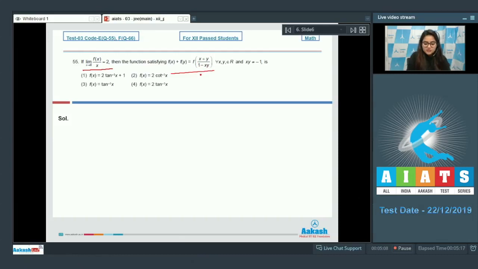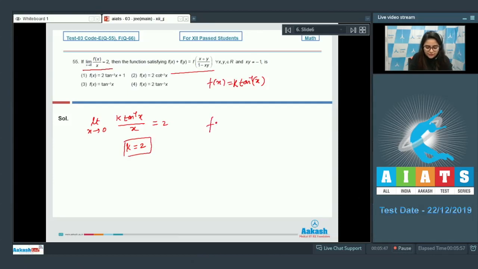So by observing your options, it is a formula like tan of x plus y, which is equal to tan x plus tan y divided by 1 minus tan x into tan y. So f of x is equal to something times tan inverse x. But it is given limit x tending to 0, f of x upon x is equal to 2. So from here you can say limit x tending to 0, k times tan inverse x divided by x is equal to 2. So k is equal to 2. So your required f of x is equal to 2 times tan inverse of x. So option number 4 is your correct answer.